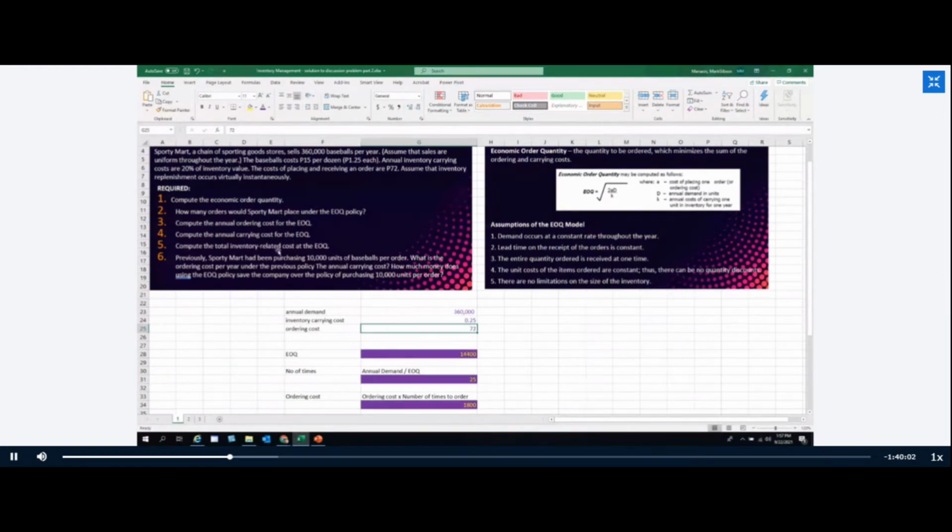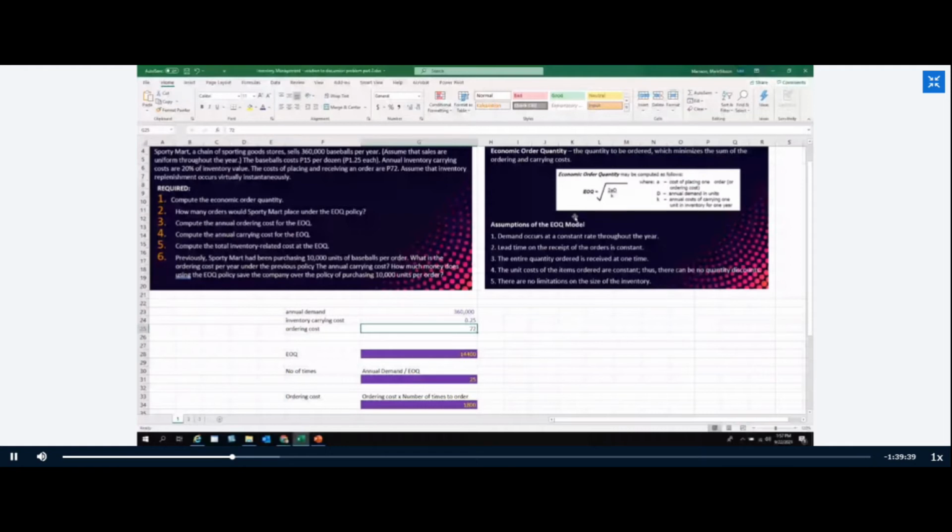And tinignan natin ngayon dito sa bandang right ng file natin, no? So we have the formula. Sabi diyan, square root of 2 multiply by A. Ano ba yung A? Multiply by the ordering cost, multiply by the annual demand, divided by the carrying cost, no?